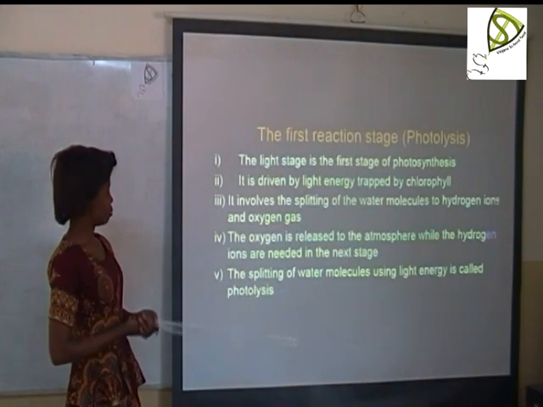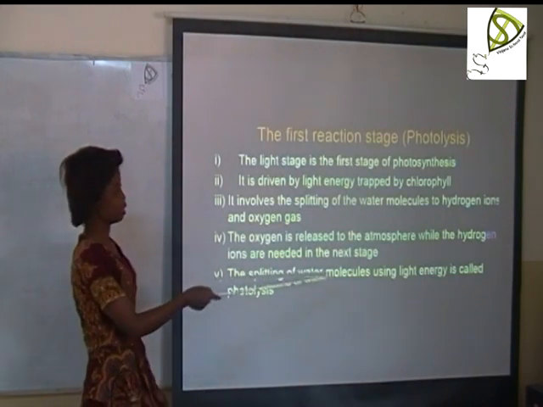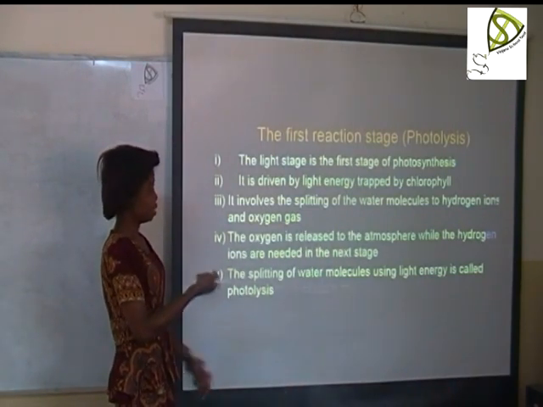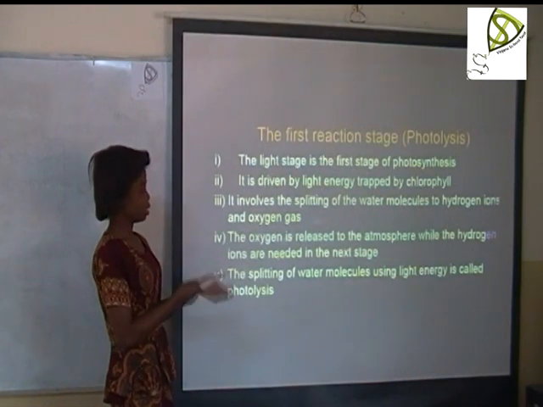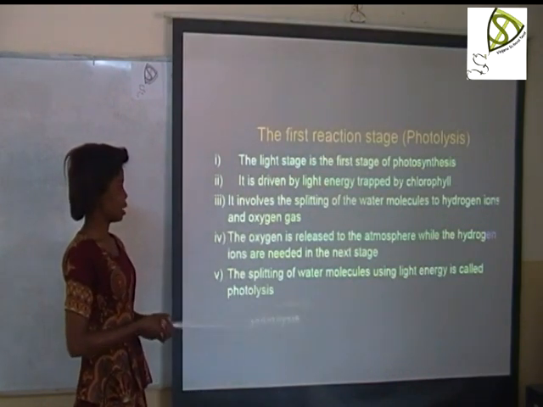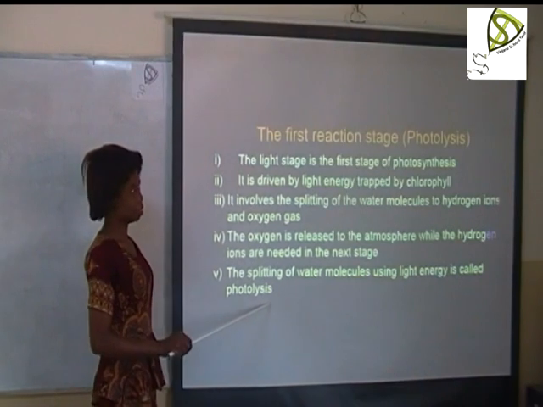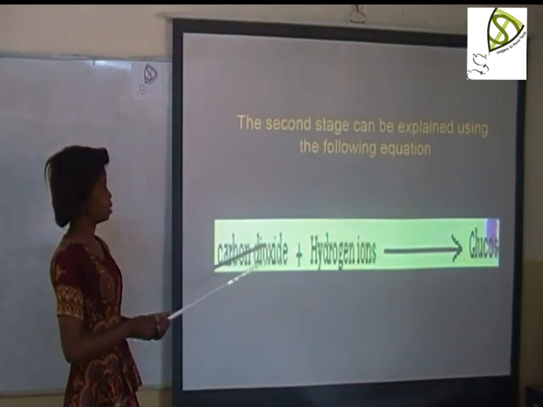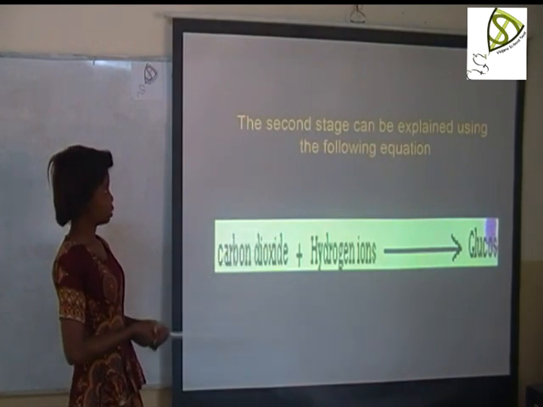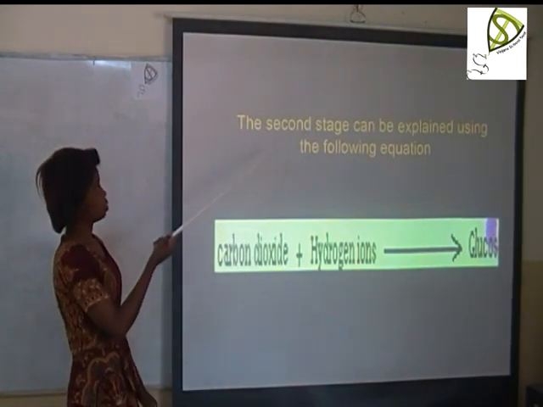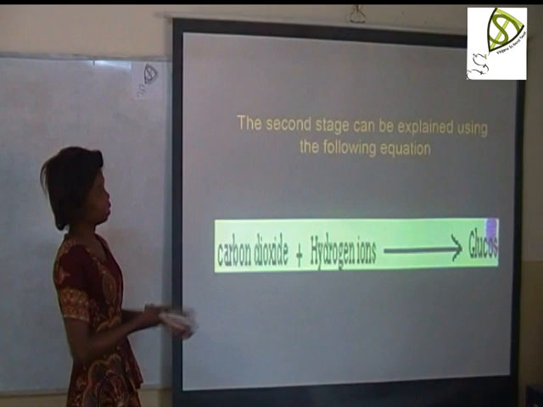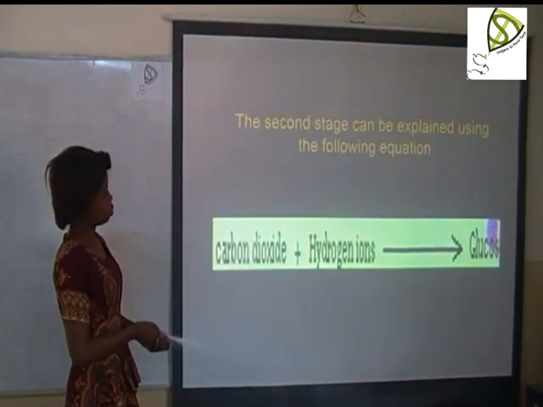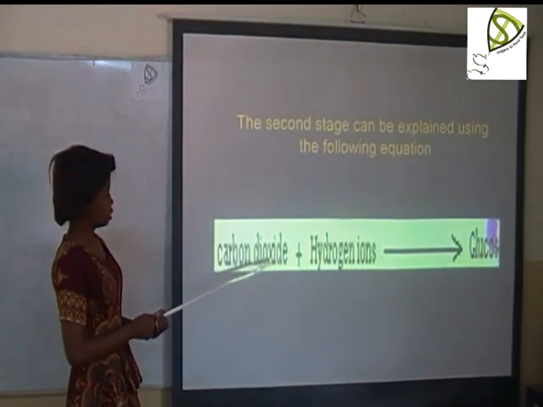And remember, I said the splitting of water molecules using light energy into hydrogen ions and oxygen gas is known as photolysis. So this is all that you're supposed to know about the light stage of photosynthesis. So the second stage can be explained using the word equation below.